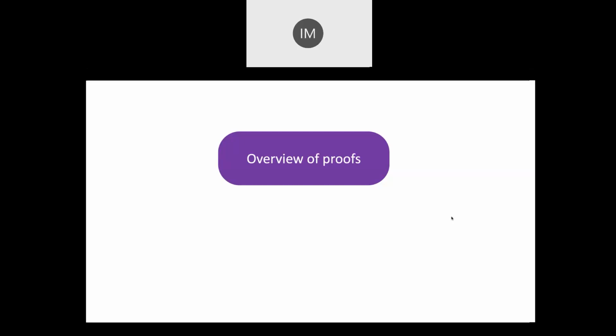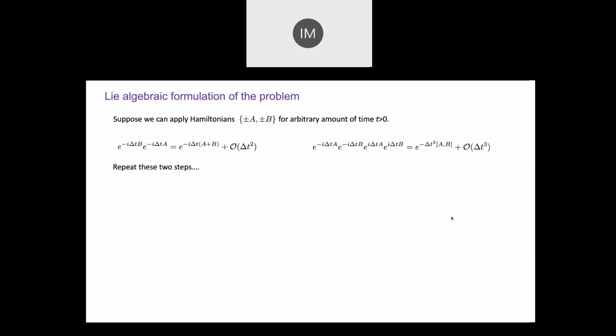Okay, I can briefly talk about one of the ideas here. So first, let me explain. The main tool that I use to study this problem is a Lie algebraic formulation of this problem, which was also used previously for proving the standard results on universality of two-local gates. So in particular, if we have Hamiltonians plus or minus A, for example, and plus or minus B, and we can turn them on and turn them off for arbitrary time, then by turning them on and off, we can implement Hamiltonian A plus B, and we can implement the commutator. And by repeating this, we can basically implement any Hamiltonian in the Lie algebra generated by A and B. And so this gives us a path to study this problem.